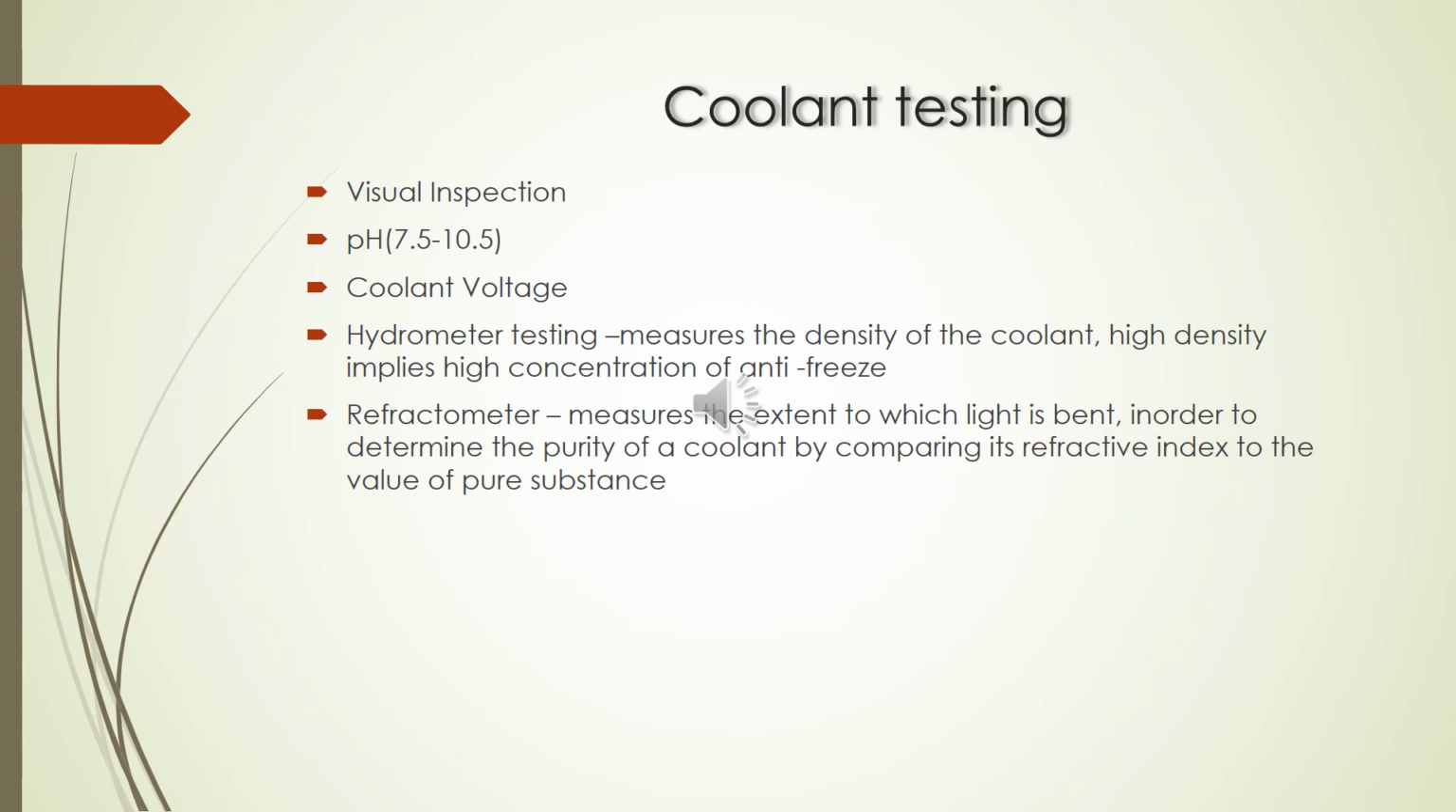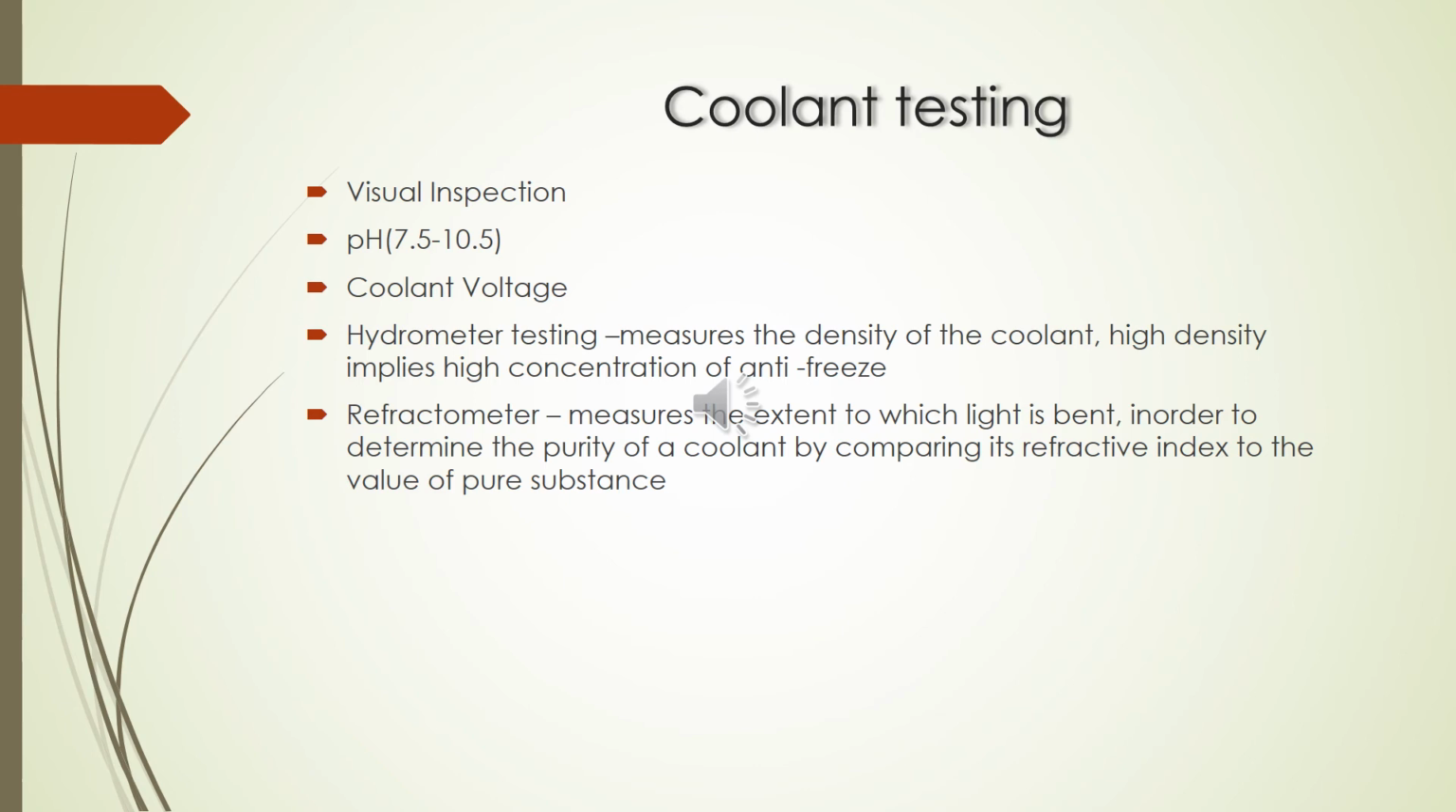And number two, you can do the pH testing. You can find a small paper for the pH, and you dip it inside the coolant, and a good coolant should be between 7.5 to 10.5. But the reading of 7.5 to 8.5 is usually for the used coolant. Check the coolant voltage, we've already discussed it.